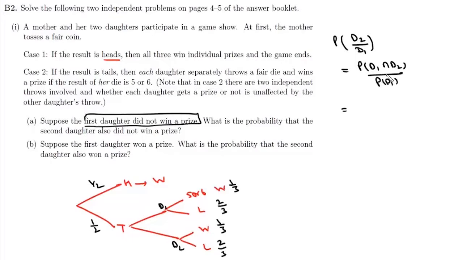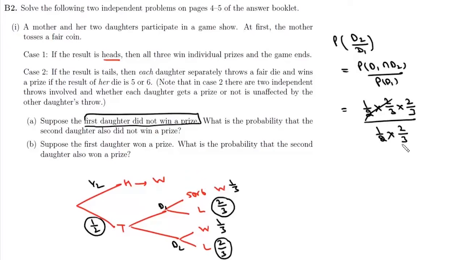Now both of them will not get a prize only if it is tails. So if it is tails, we'll get 1 by 2, and then both of them independently do not get 5 or 6. So it will be 2 by 3 into 2 by 3. Now divided by probability of the first daughter not getting a prize. Again, it will be this 1 by 2, and she won't get a prize with probability 2 by 3. So it will cancel. So the answer to this first part is simply 2 by 3.